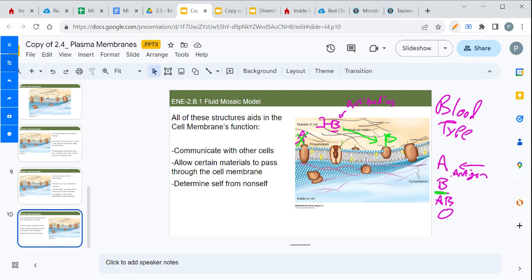So that's a lot of information just as an introduction to the plasma membrane and the cell membrane. What we'll do is pick it back up and talk a little bit about the movement of how stuff goes from one side to another.